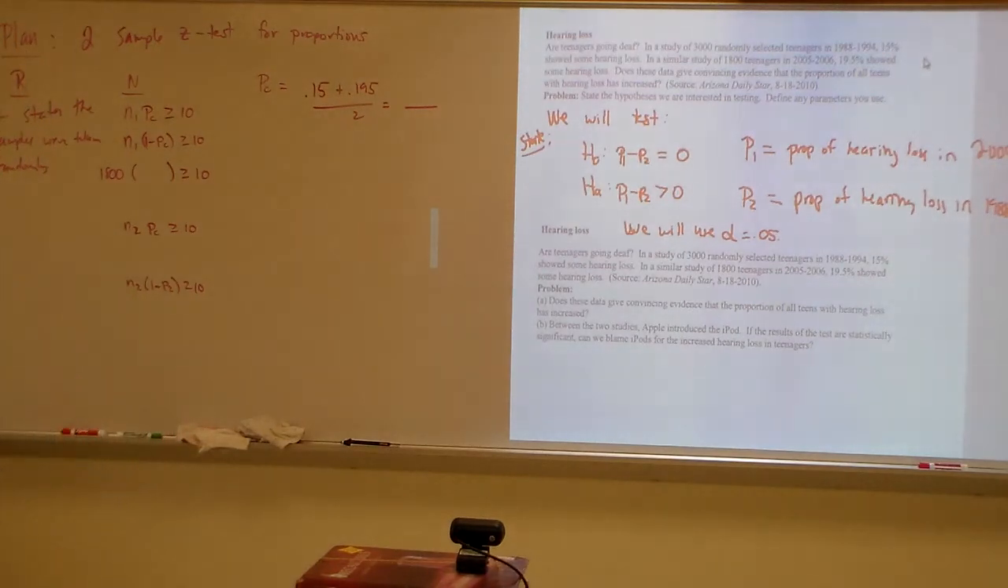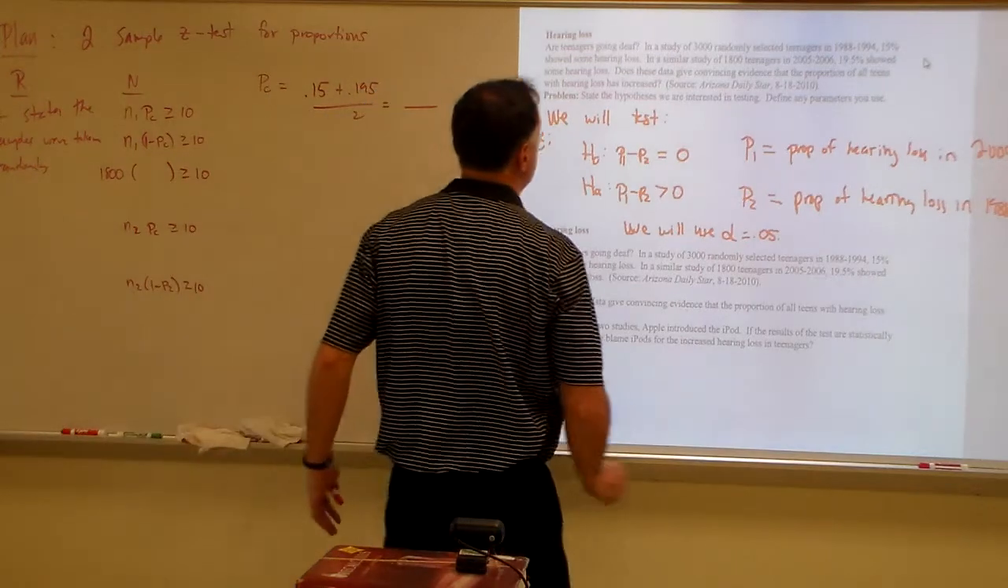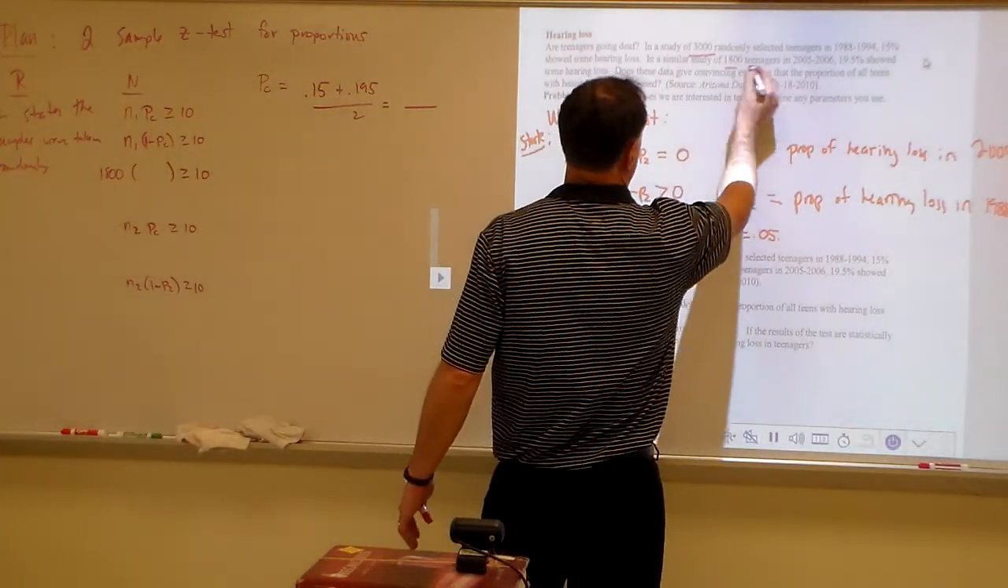Why can't I just take those two proportions and add them together? It would make sense to me. If I wanted to find a combined proportion, to me that makes sense. It makes sense to add those, okay? But let me tell you the reason why we can't. And the reason why we can't is because we have different sample sizes.